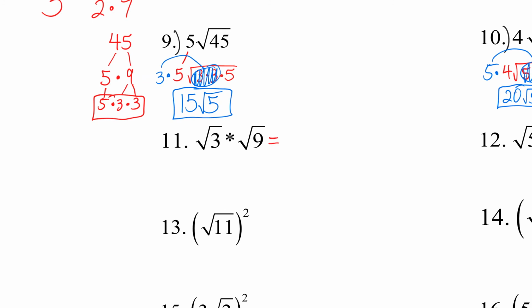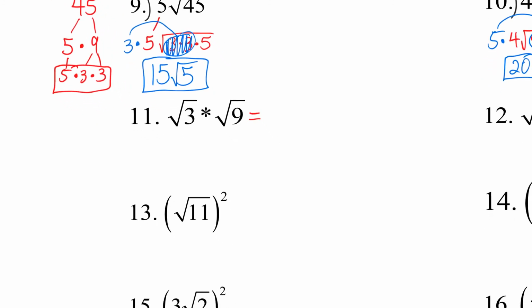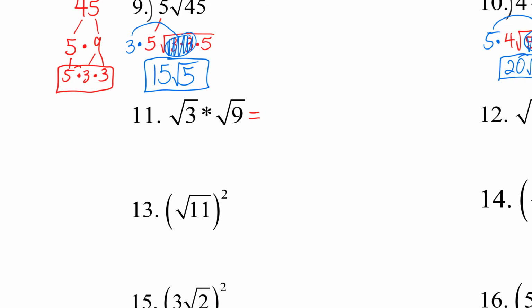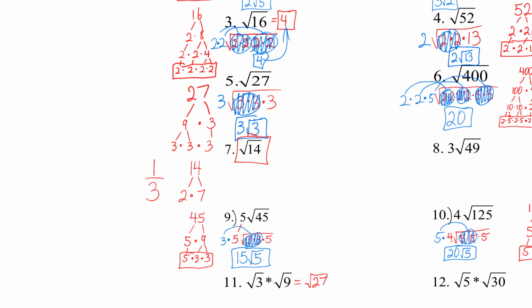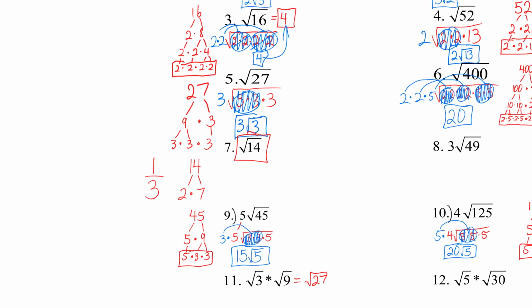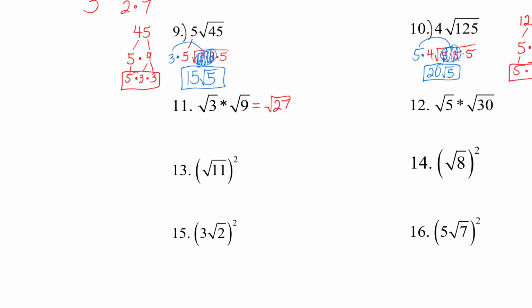Okay, so number 11, there's a few ways you could do it, but one way to do it is just to go ahead and multiply them across. So 3 times 9 is 27, and actually I already worked that one out on number 5, so I'm not going to work it out again. Square root of 27 simplified is just 3 square root of 3.